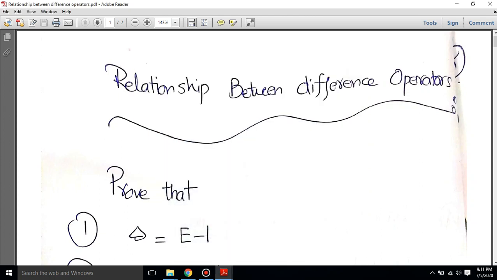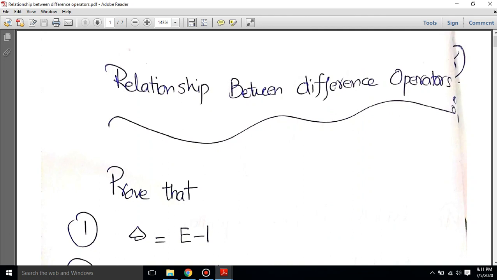Assalamu alaikum. In this lecture, we are going to study the relationship between difference operators. Remember, in our previous lecture, we studied the difference operators and how we defined the different difference operators as far as our numerical methods are concerned, which we are going to use in interpolation.